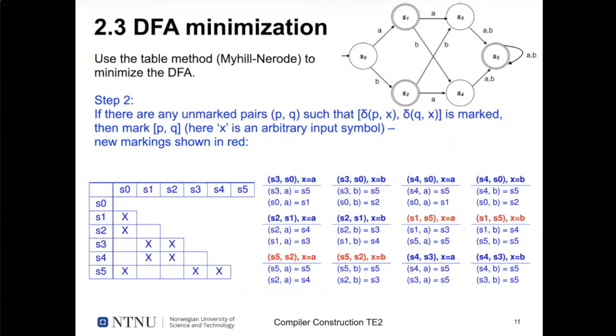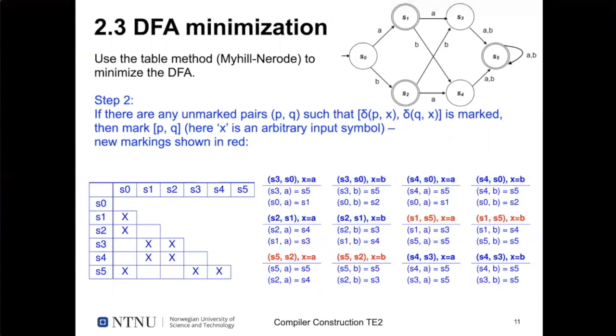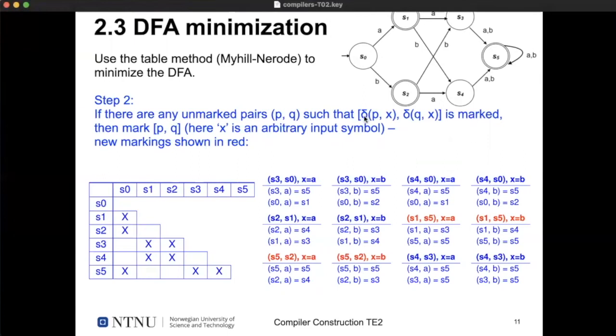So if there are any unmarked pairs P and Q, then what you do is you look at the delta functions of these. So if you have a pair P and Q, such that the delta function, when you enter a character X, the following state for both P and Q when you enter the same character X already has a mark, then you also mark this original P and Q.